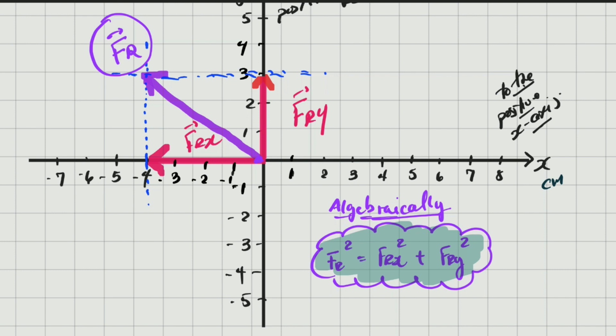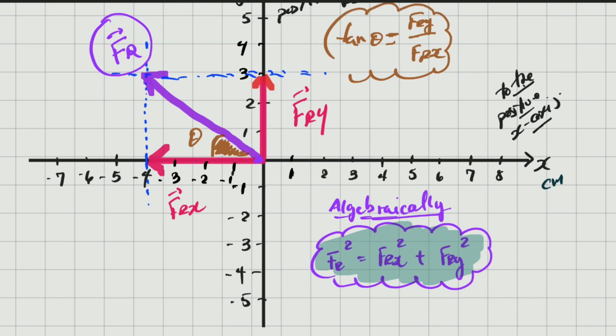the direction as well. And the direction is going to be given by an angle. It could be, for example, this angle here. So this angle here, we're going to call it theta, for instance, and we may calculate that angle by using the tan. So tan theta is equal to the opposite side, which in this case is Fr in y, divided by the adjacent side, which in this case is Fr in x.